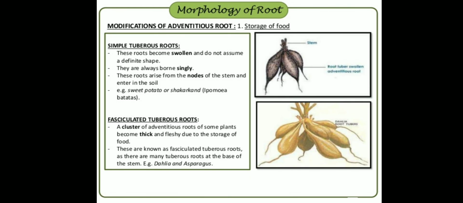The other one was modification in adventitious roots. The first function was storage of food, like simple tuberous roots. These roots become swollen, and they do not have a definite shape. They are always borne singly. The roots arise from the nodes of the stem and enter the soil. Example: sweet potato. Fasciculated tuberous roots are also there, for example dahlia, asparagus. A cluster of adventitious roots of some plants become thick and fleshy due to storage of food. Such roots are fasciculated tuberous roots.